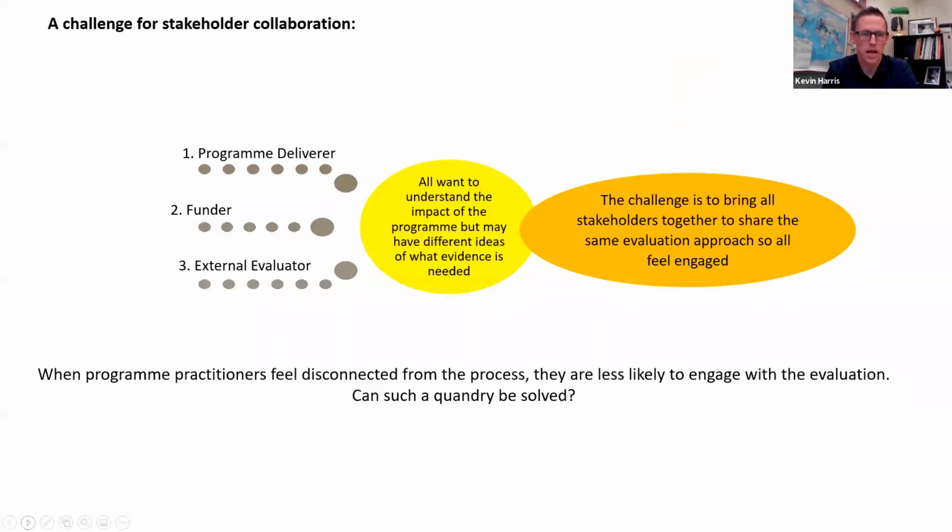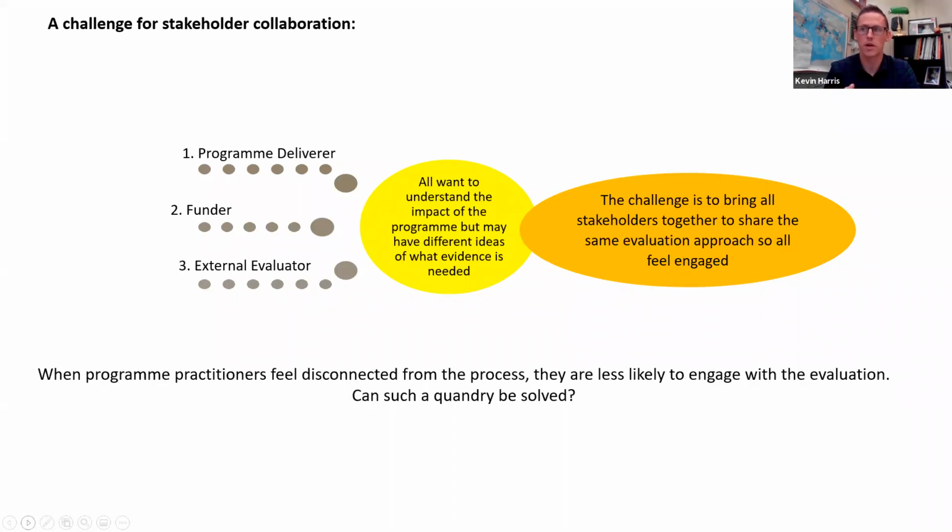And I think a challenge for stakeholder collaboration quite often, now I'm not saying that the 3 points there capture everyone within the system, but from my experience, we have program deliverers, who are the actual practitioners delivering the program on the ground. But then you have the funders who are commissioning the work, who are funding the work, and then you have external evaluators who are coming in.